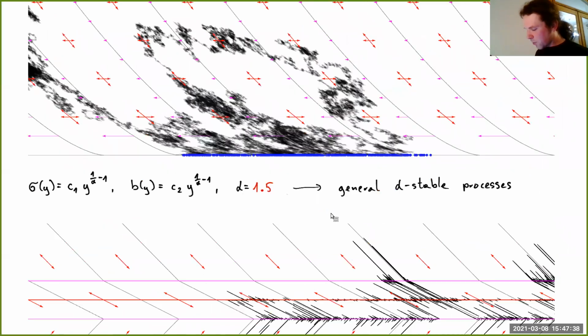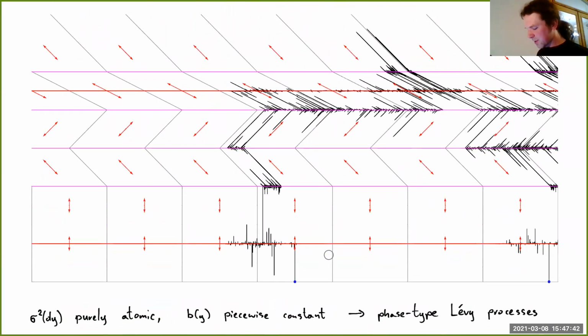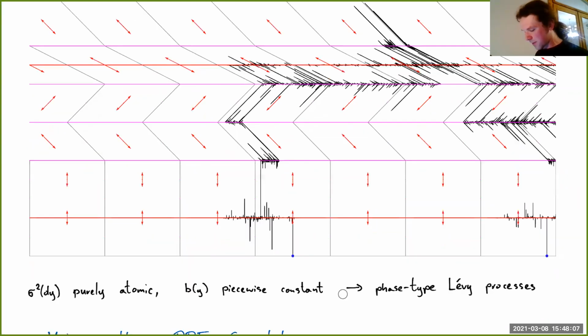And finally, one more sort of artificial picture that corresponds to sigma, which is no longer a function. It is a measure, which is a purely atomic measure. And the function b is piecewise constant. So in this case, I don't have time to get into details, but you get a very artificial process that leads to what is called a phase type Levy process. That has been studied a lot also, especially in applications, because it's very easy to simulate and calculate various things.